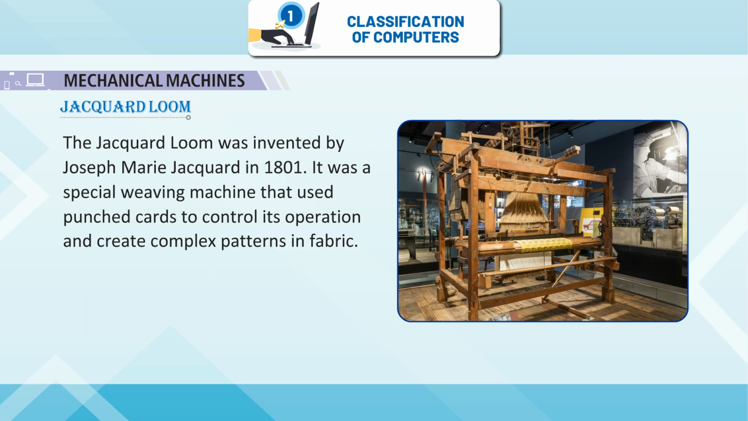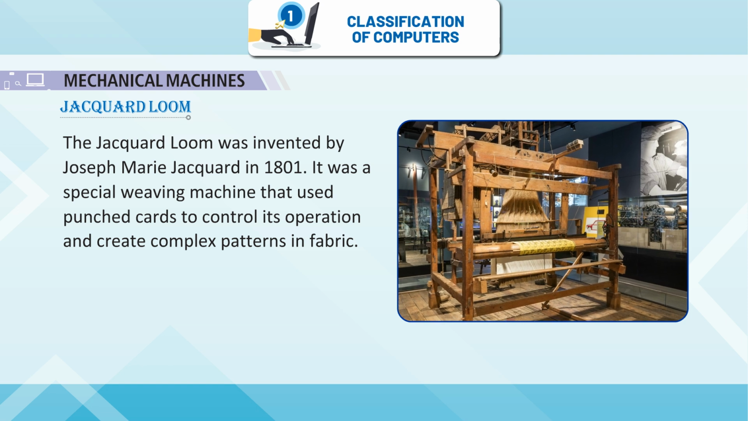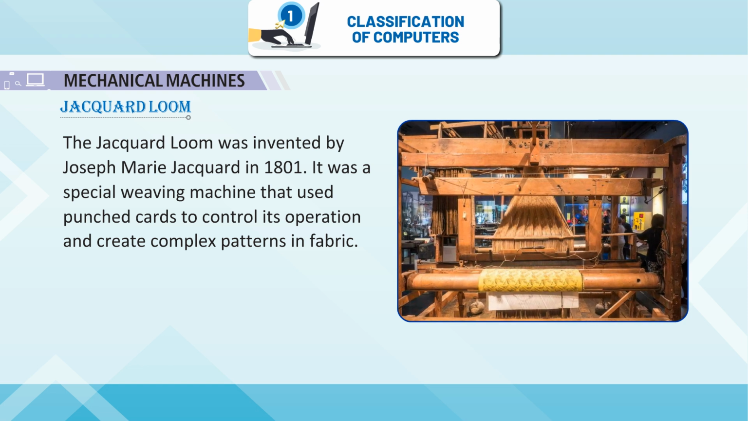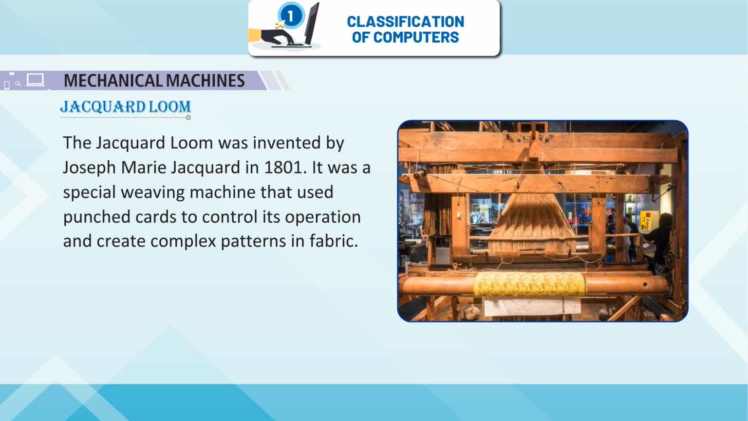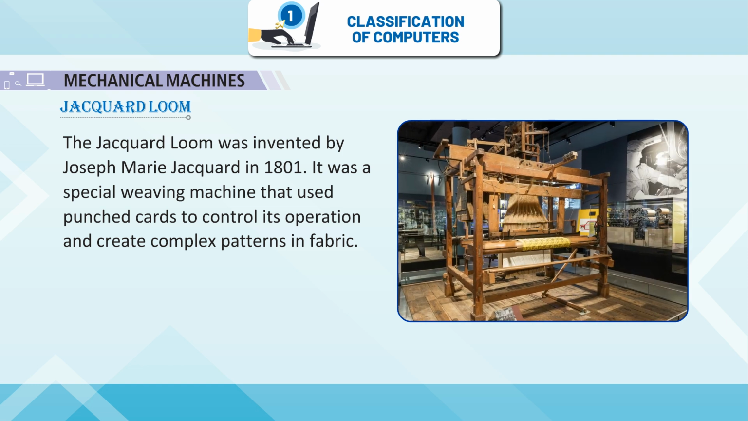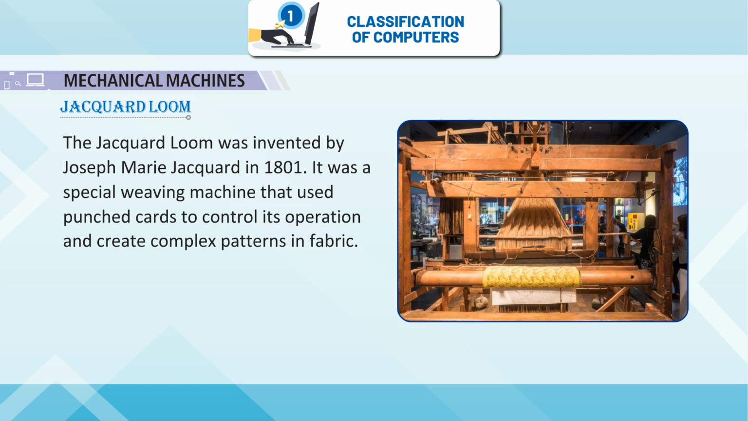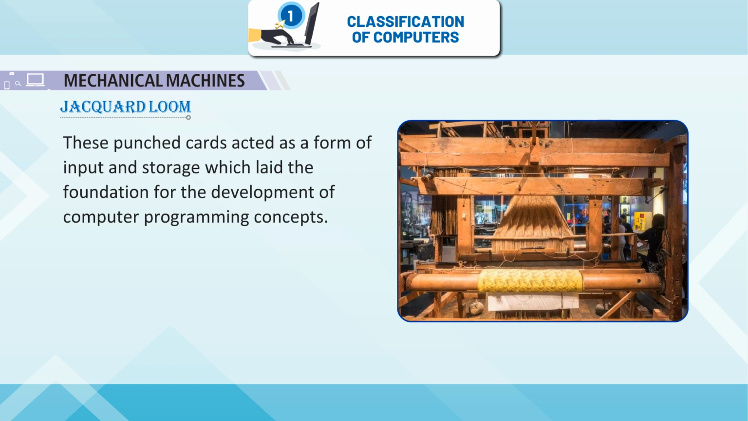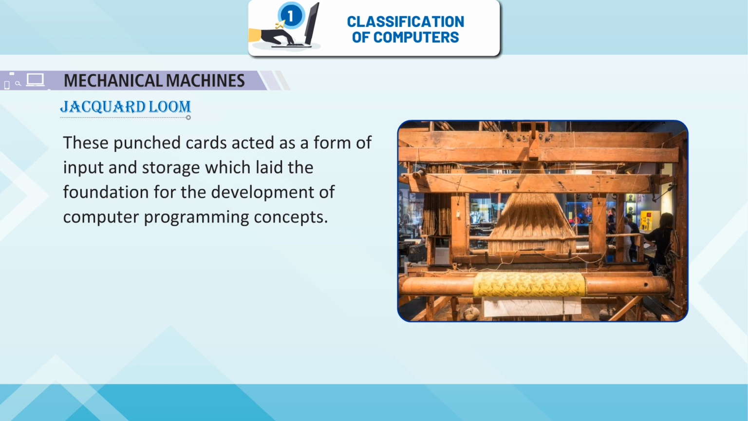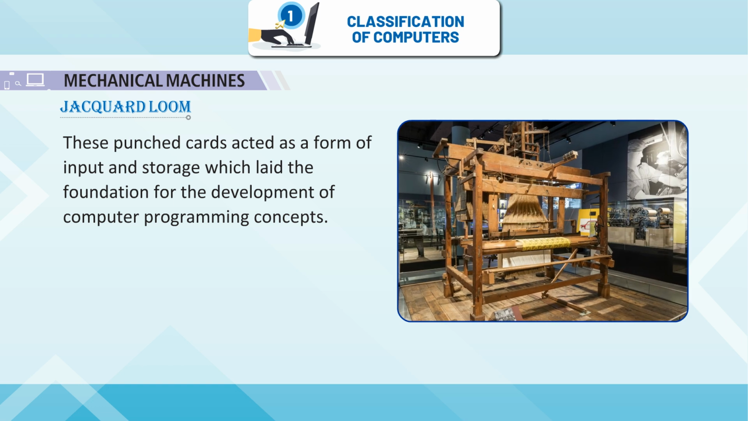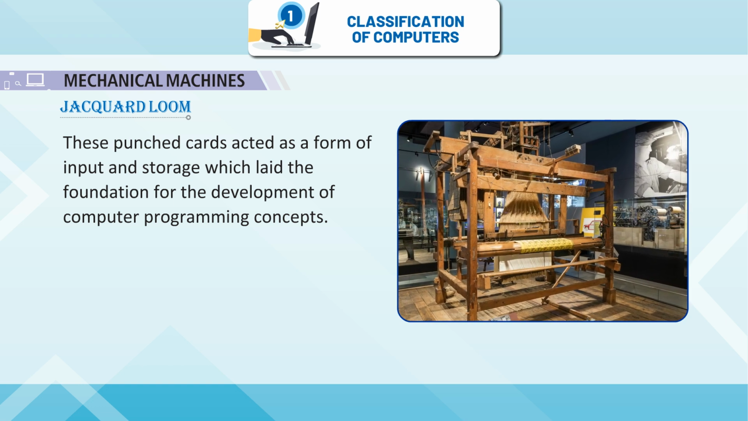Jacquard loom. The Jacquard loom was invented by Joseph Marie Jacquard in 1801. It was a special weaving machine that used punched cards to control its operation and create complex patterns in fabric. These punched cards acted as a form of input and storage, which laid the foundation for the development of computer programming concepts.